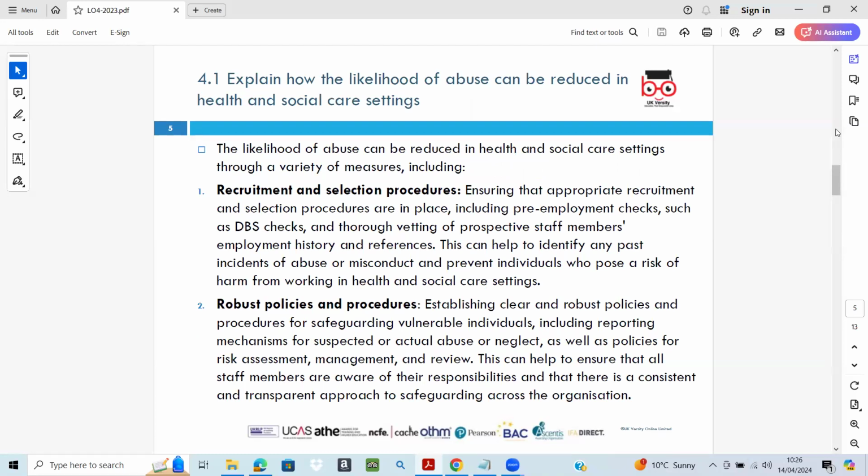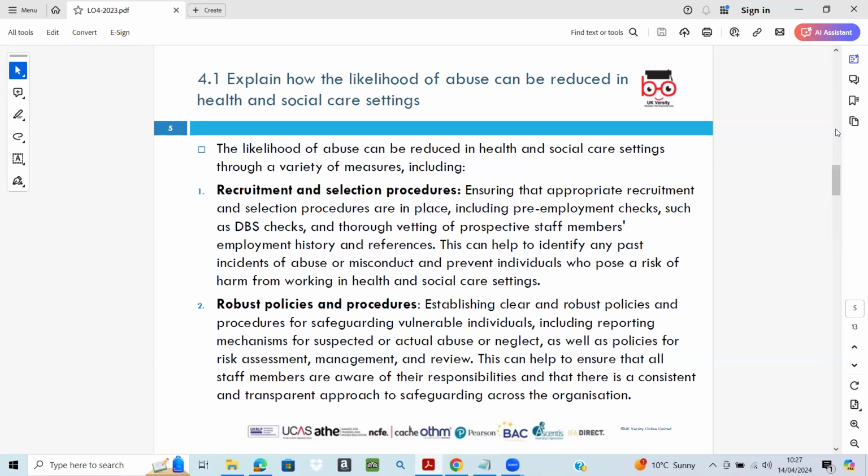Okay, so in this one, we have to explain how the likelihood of abuse can be reduced in health and social care settings. The likelihood of abuse can be reduced through a variety of measures, which include recruitment and selection procedures, and robust policies and procedures. As we have already discussed, implementing thorough recruitment and robust policies are crucial first steps. So, let's move on to the other essential measures.